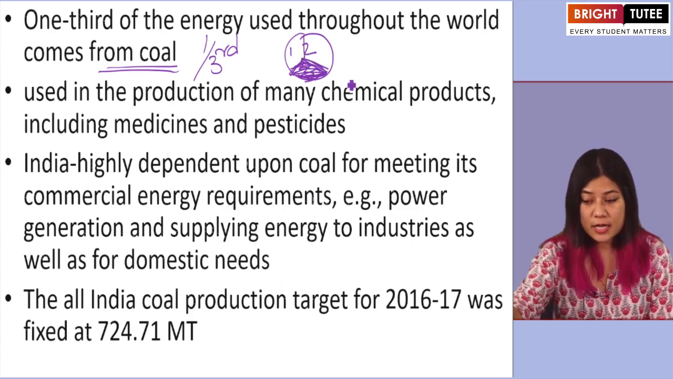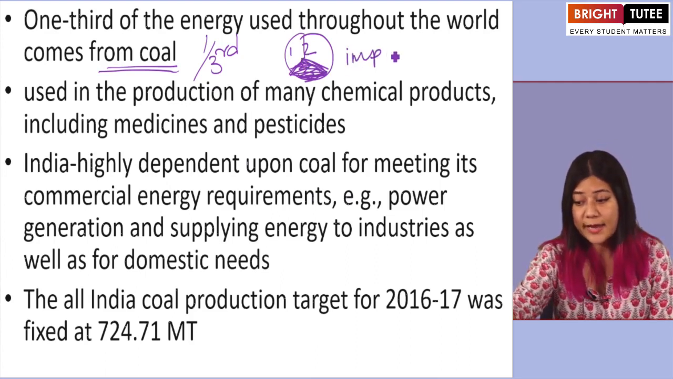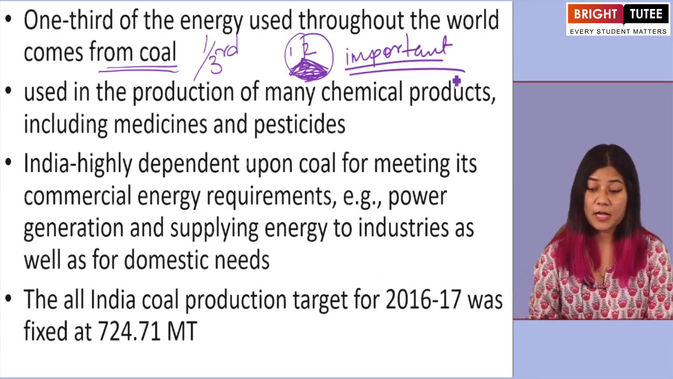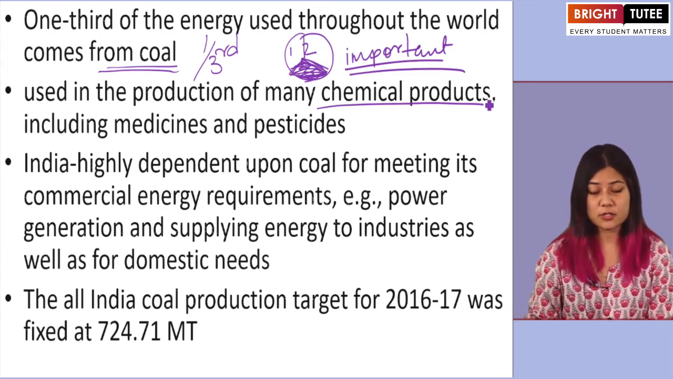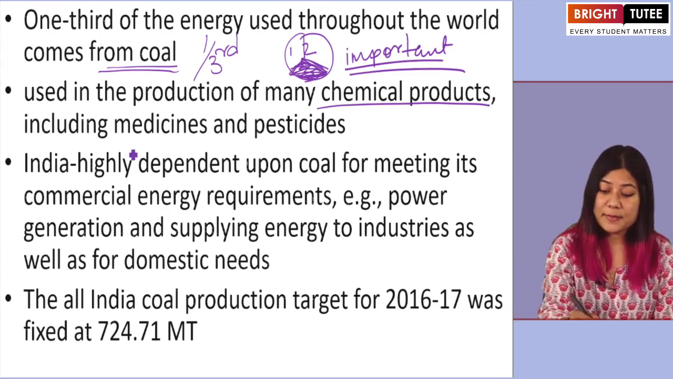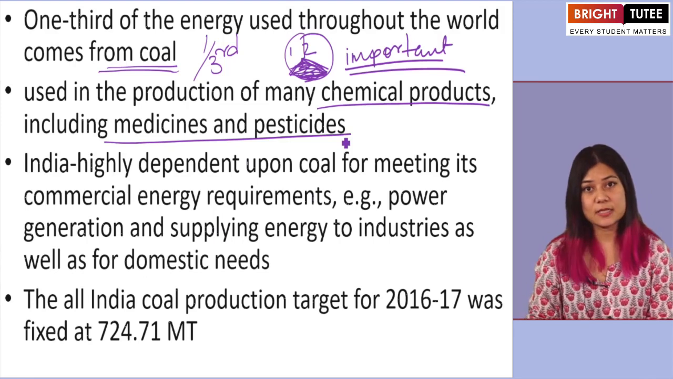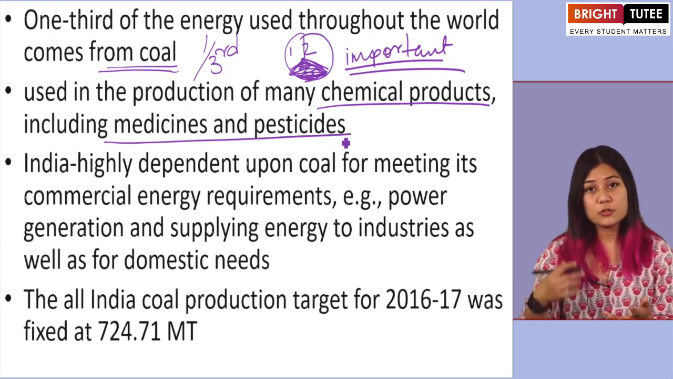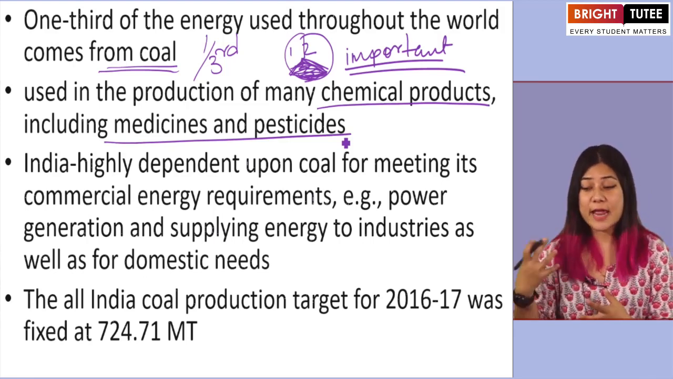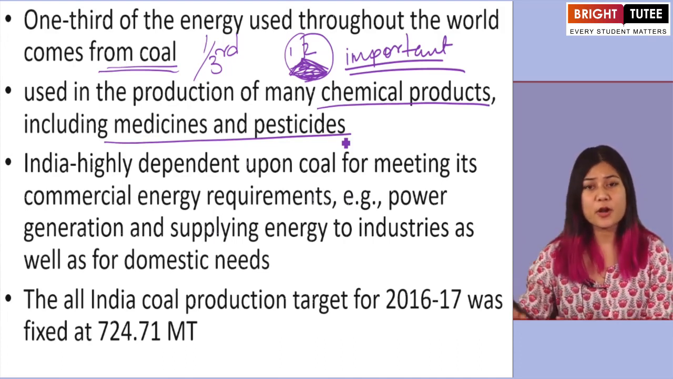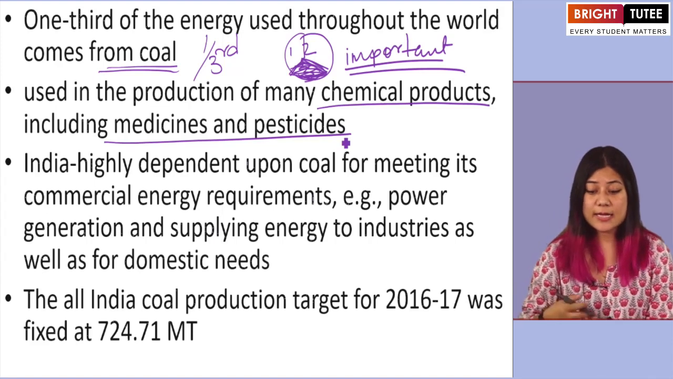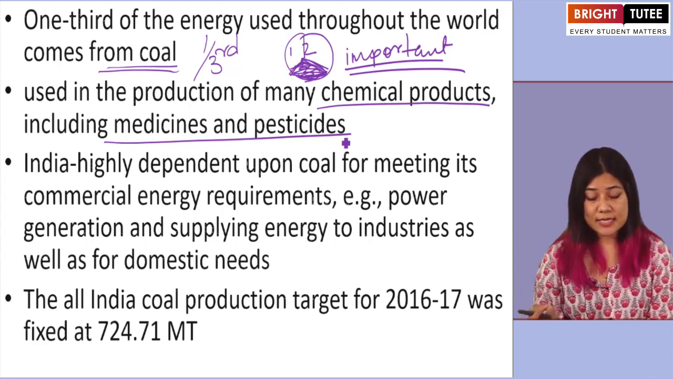It's very important. Coal is a very important energy resource. It's used in the production of many chemical products, including medicines and pesticides. So coal is used, of course, to generate energy, but it is also used for the production of chemical products like medicine, pesticides, etc.